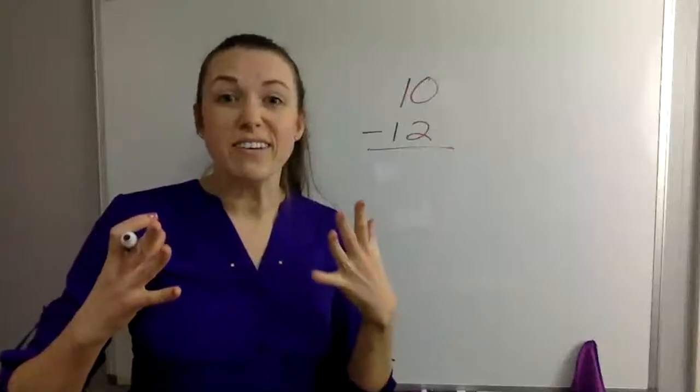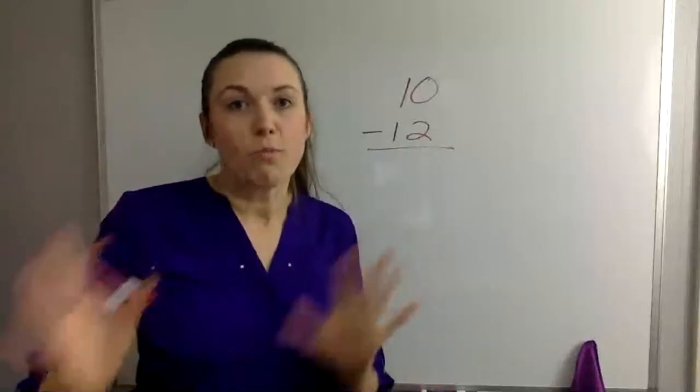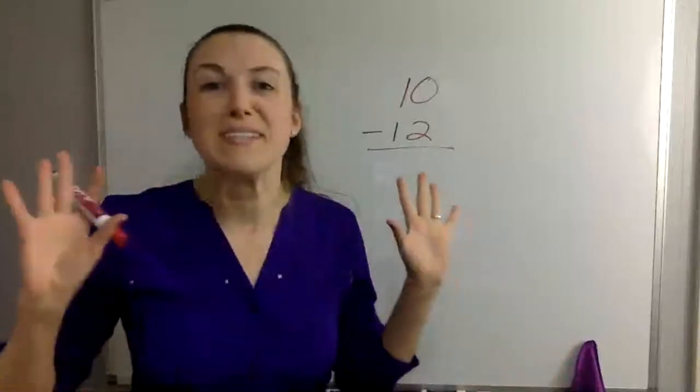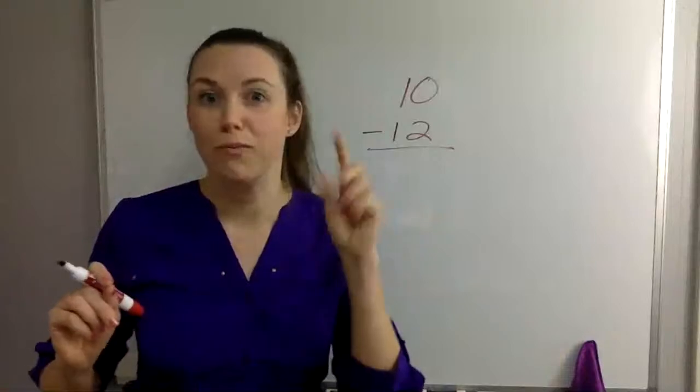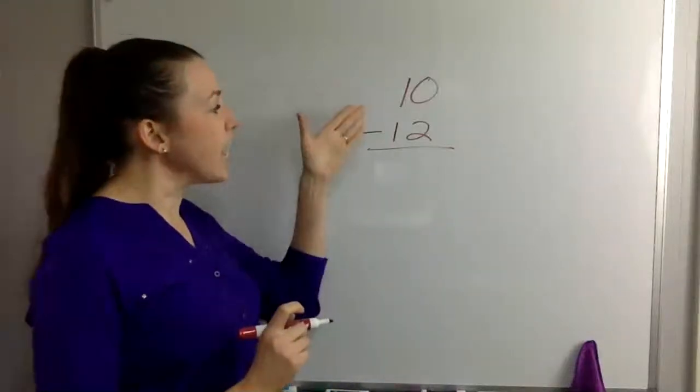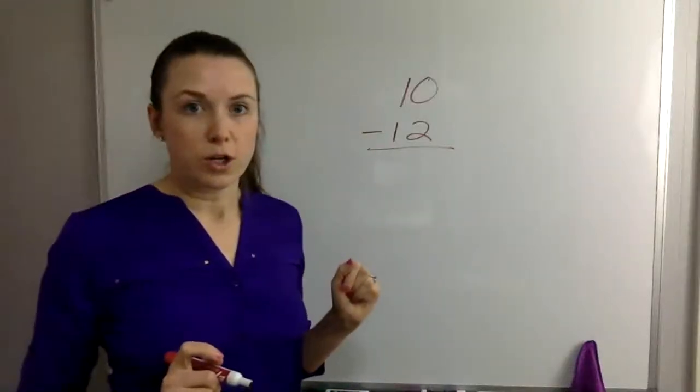But I don't have... don't buy things unless you have the money for it, right? That's for another lesson, which is actually really important. We'll get to that later. But so we have 10 minus 12.